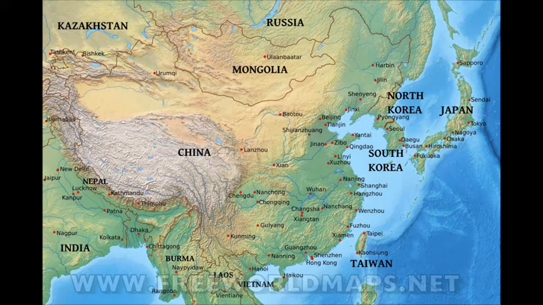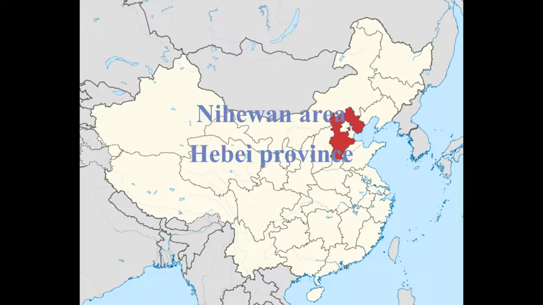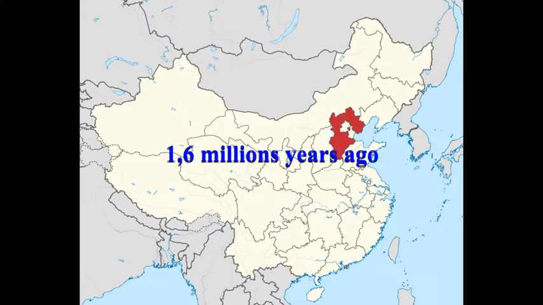The first important discovery about ancient China happened in 2001 in Majiabang, a site in the area of Nihewan in the province of Hebei. They found some traces of modern human ancestors, not really modern Homo sapiens, and some stone objects. The stone objects and the human ancestor traces are dated 1.6 million years ago.